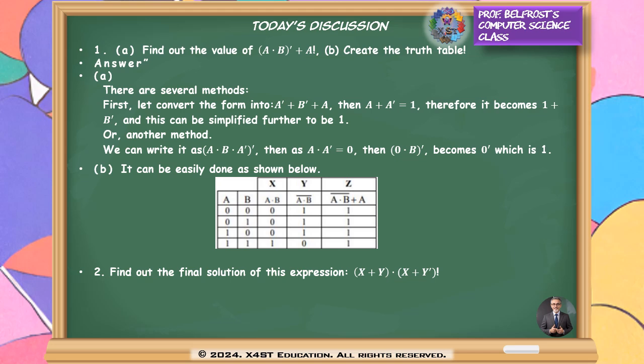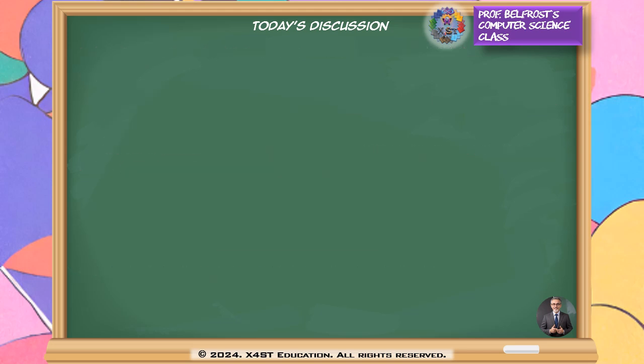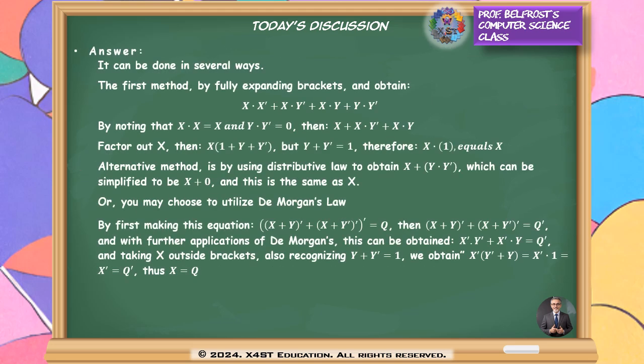So we need to evaluate the solution. This can be done several ways too. I'll not read it one by one. You need to evaluate this slide by yourself. This is all about how you utilize De Morgan's law.